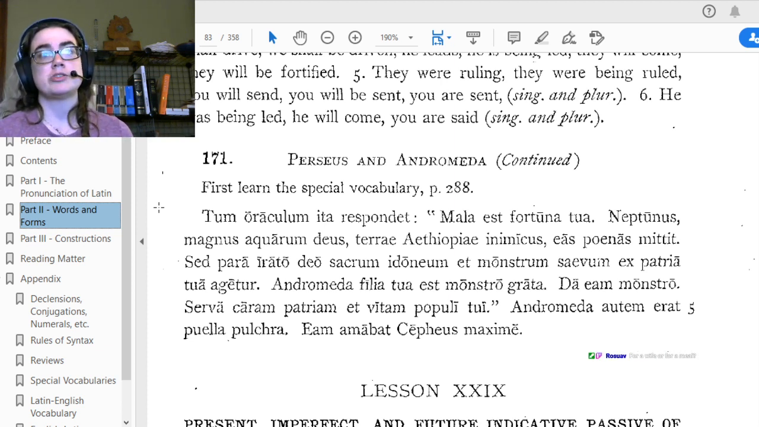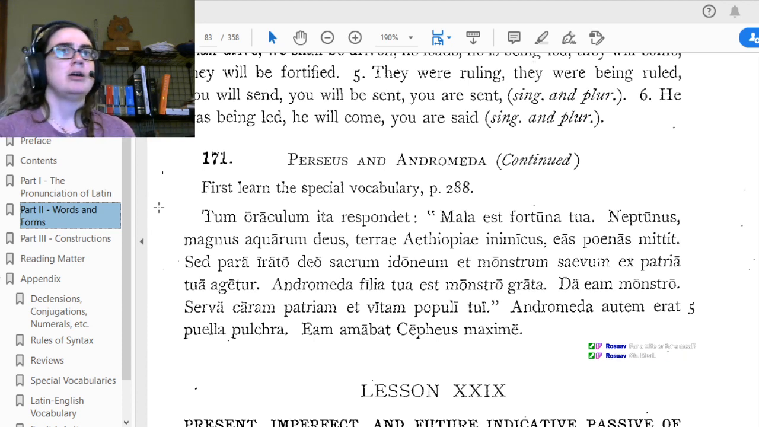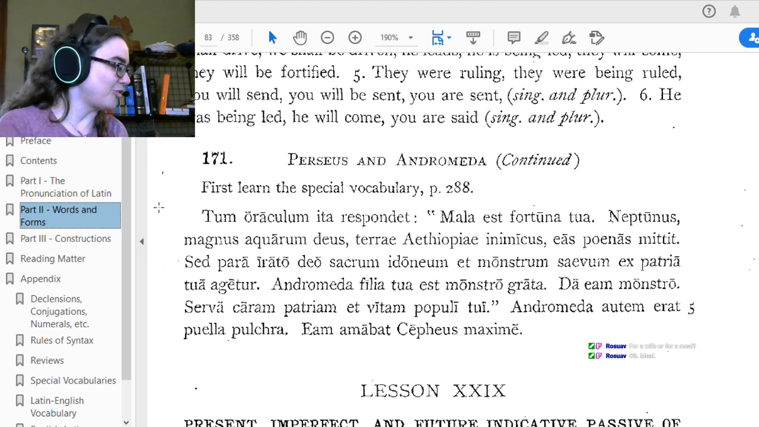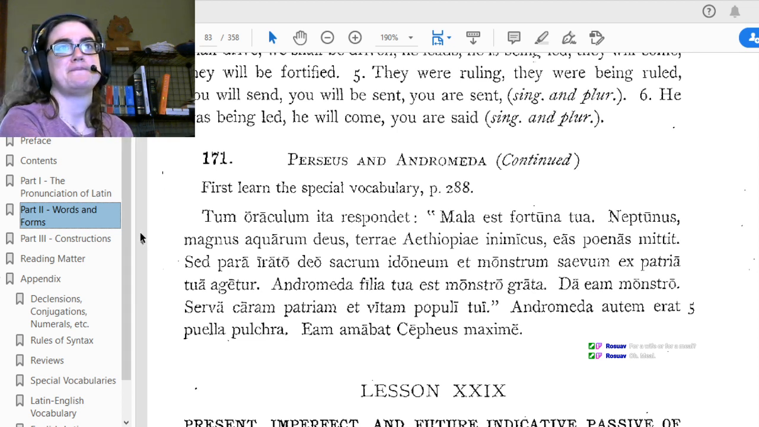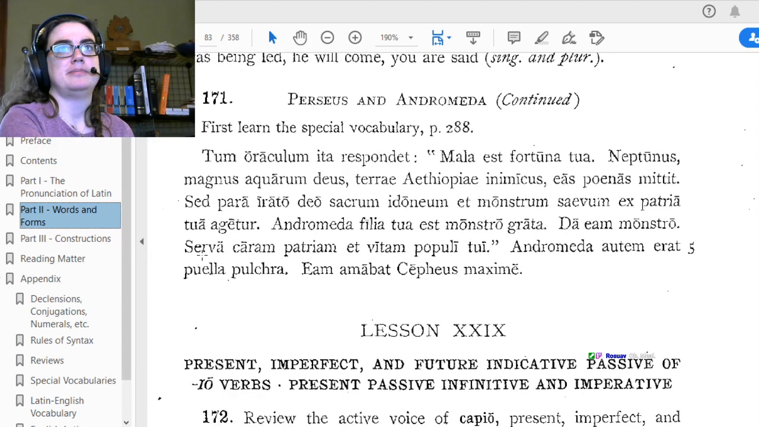Andromeda, however, was a beautiful girl, and Cepheus, her father, I added that to remind everybody, loved her very much. For a meal. Yeah, 100%. Yum.